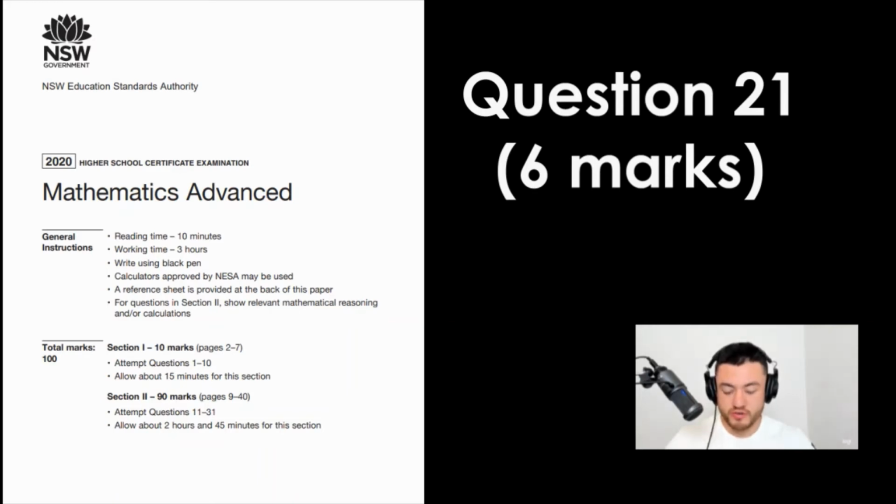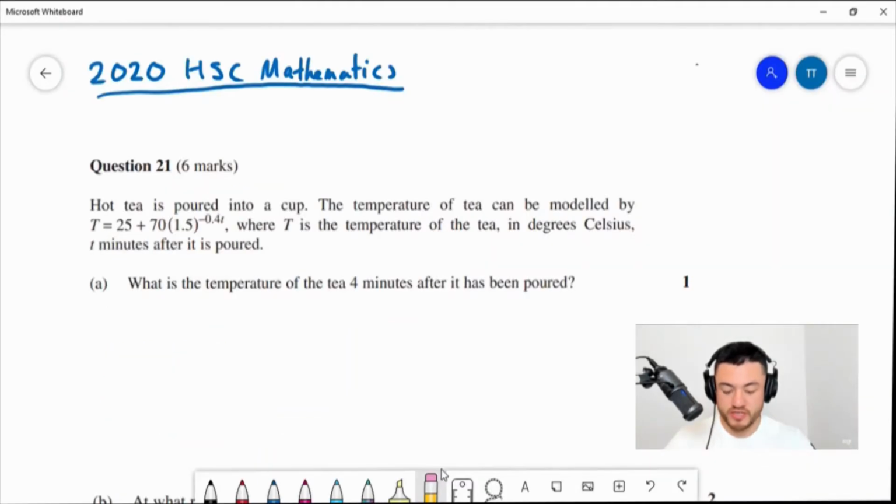Today's video I want to go through question 21 from the 2020 HSC Mathematics Paper. This was a question that was actually done quite poorly throughout the state, and there's a particular reason why. So if we take a look at the question: hot tea is poured into a cup. The temperature of the tea can be modeled by the following equation, where capital T is the temperature of the tea in degrees Celsius and little t represents minutes after it is poured.